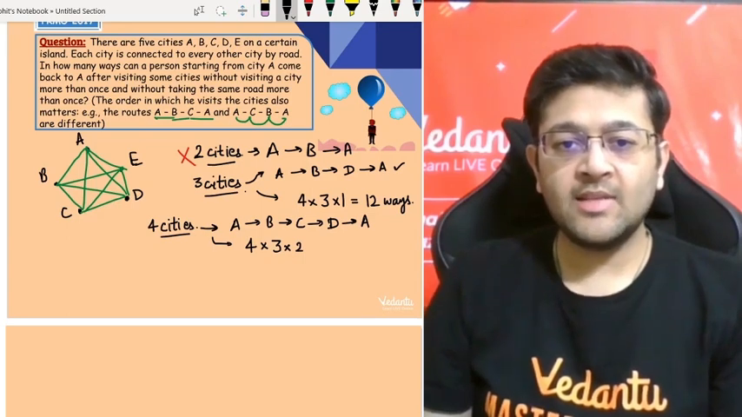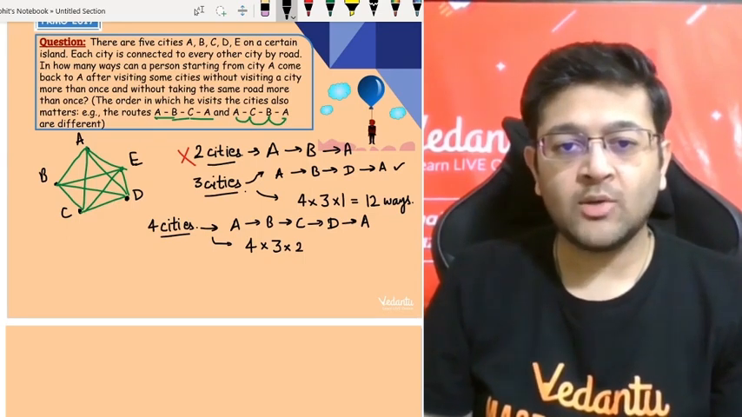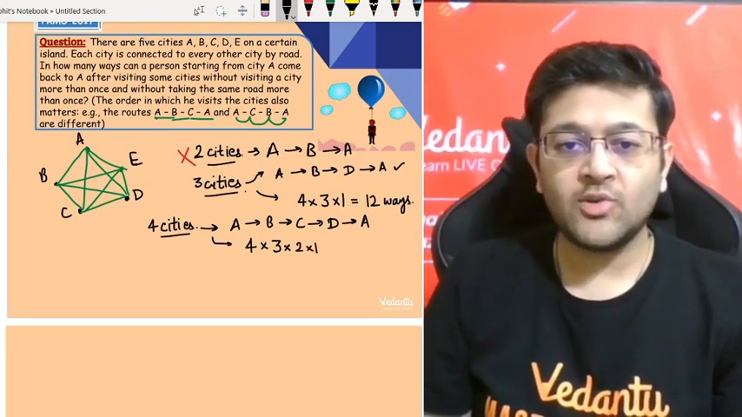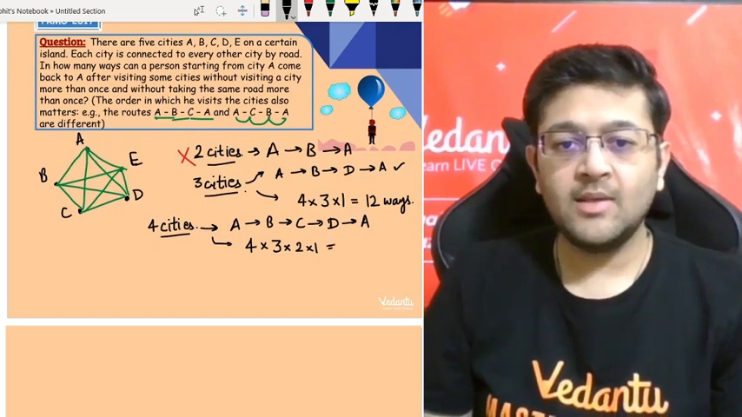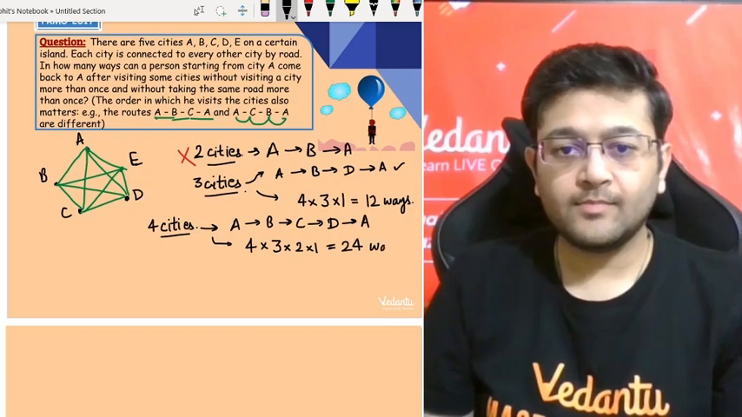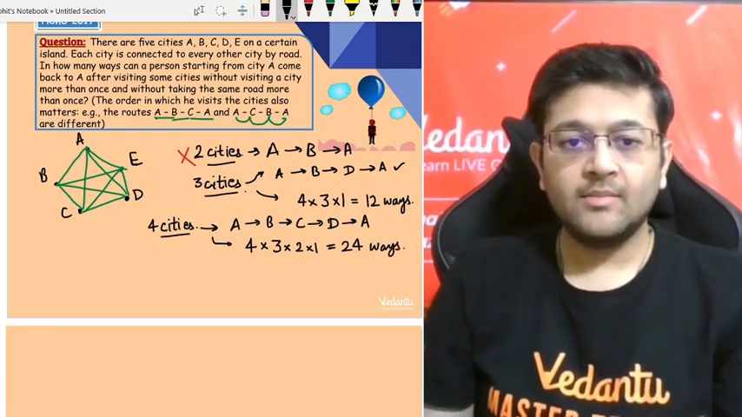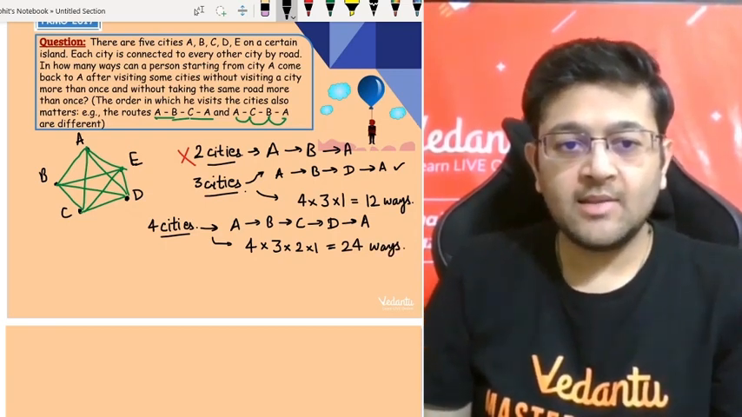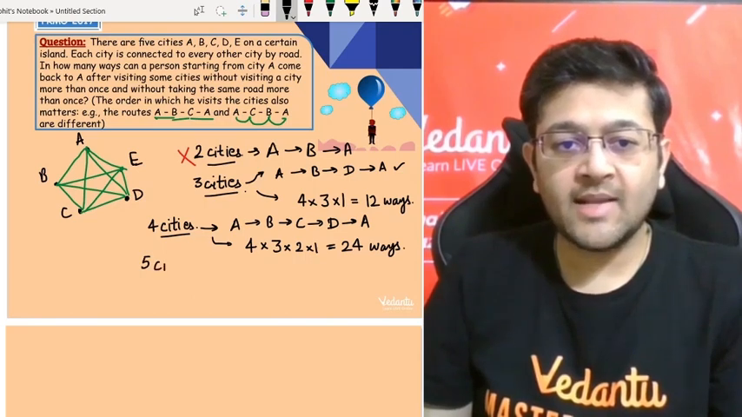And once I have completed my circle, now I have to come back to A. So there will be only one choice. So how many ways are these? 3 into 2 is 6, into 4 is 24 ways. Right? That is the case of 4 cities. Now coming to 5 cities. That is the maximum case when all 5 cities are covered.